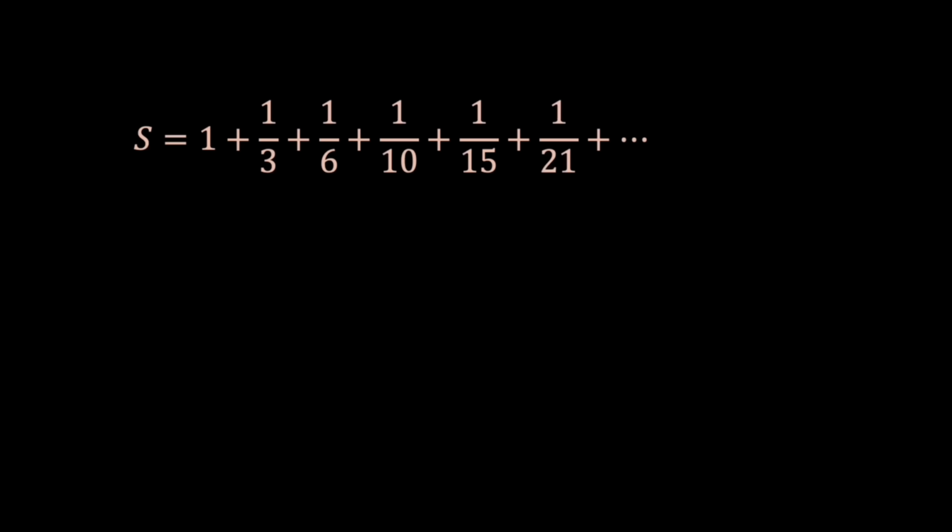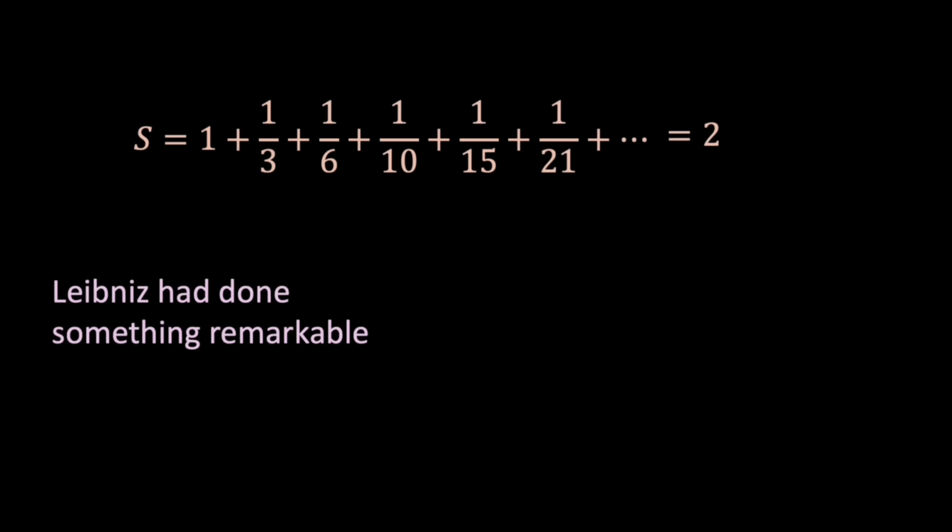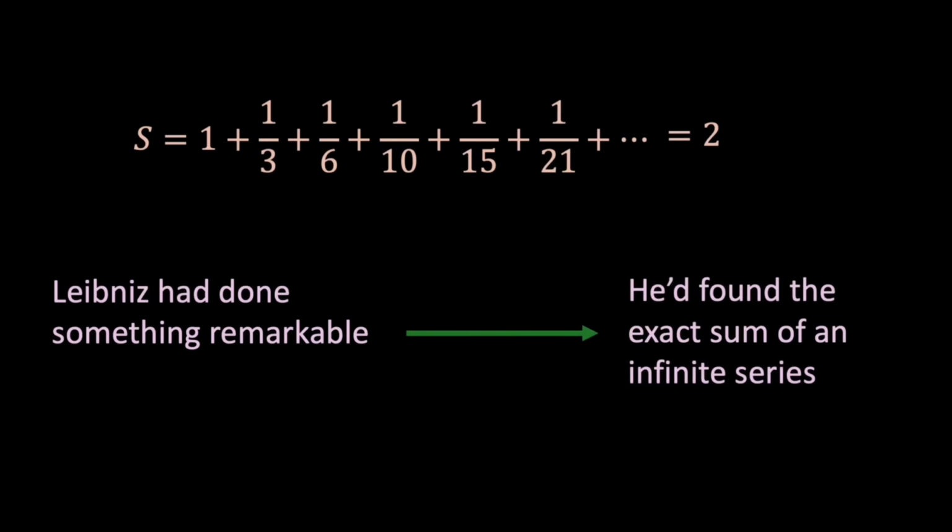And so, in a single elegant stroke, Leibniz had shown that this infinite series, the sum of the reciprocals of the triangular numbers, converged. And not just approximately, but exactly. The total wasn't some messy decimal or a rough estimate, it was the clean, simple number 2. Leibniz had done something remarkable. He had found the exact sum of an infinite series. Not just an approximation, but a clean, elegant result.